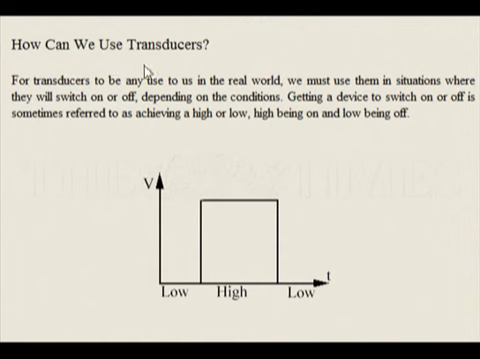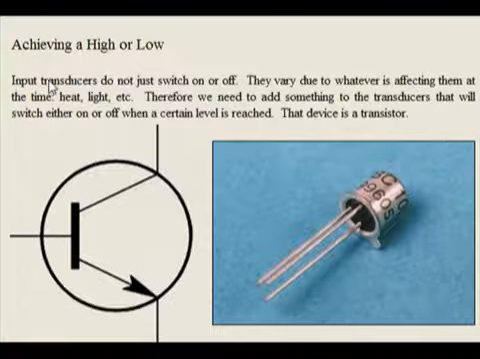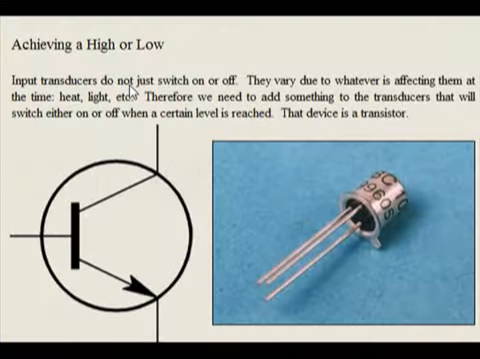How can we use transducers? For transducers to be any use to us in the real world, we must use them in situations where they will switch on or off depending on the conditions. Getting a device to switch on or off is sometimes referred to as achieving a high or low, high being on and low being off.